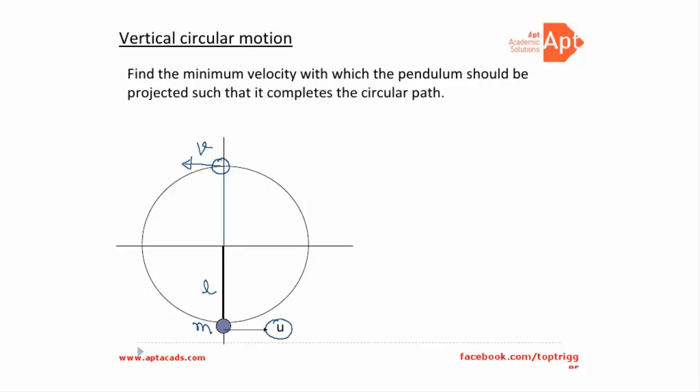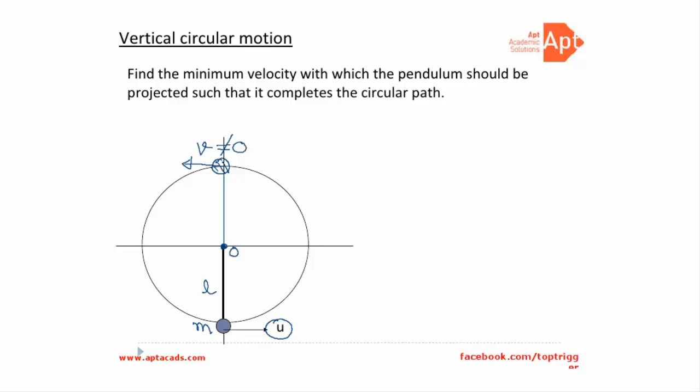Now what happens if this v becomes 0? If this v becomes 0, this pendulum will fall straight away following this path. It will come back to its original position following the diametrical path, right? It is very important that this bob should have a non-zero velocity. Its velocity should not be 0.